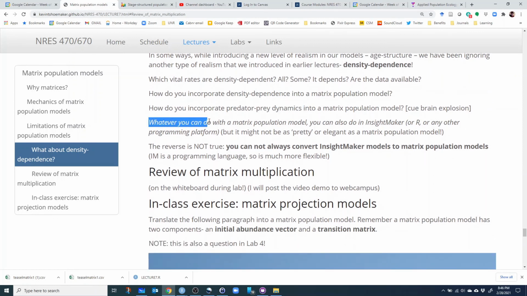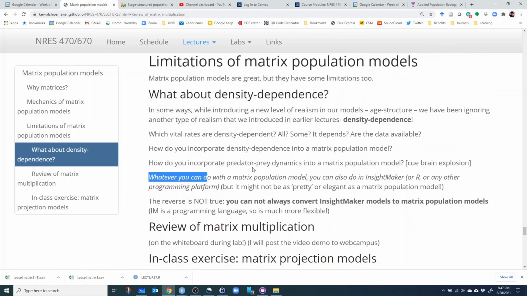I would also say that whatever you can do with a matrix population model, you can also do in InsightMaker. You don't need matrix population models. They're there to make your life easier, but if we want to do projection, we can. If we want to find stable age distribution, even find lambda, you could basically figure these things out just building your models in InsightMaker, and InsightMaker makes it relatively straightforward to make any particular vital rate density dependent if you want to.